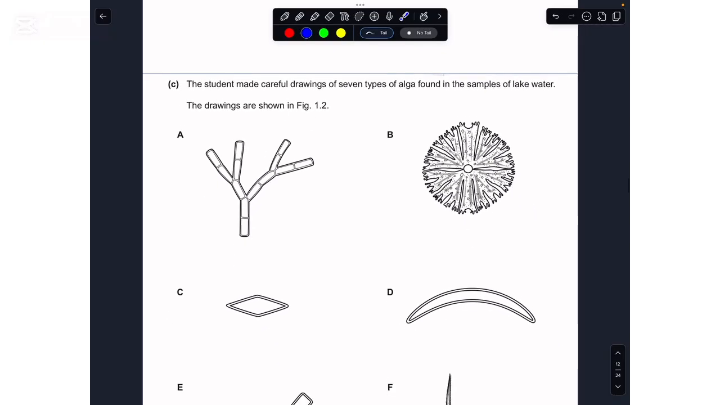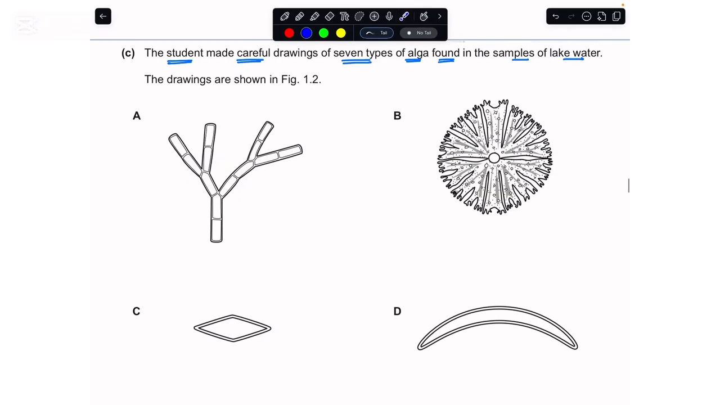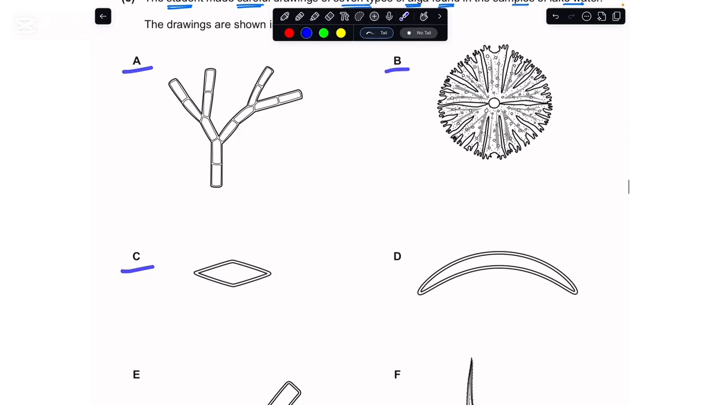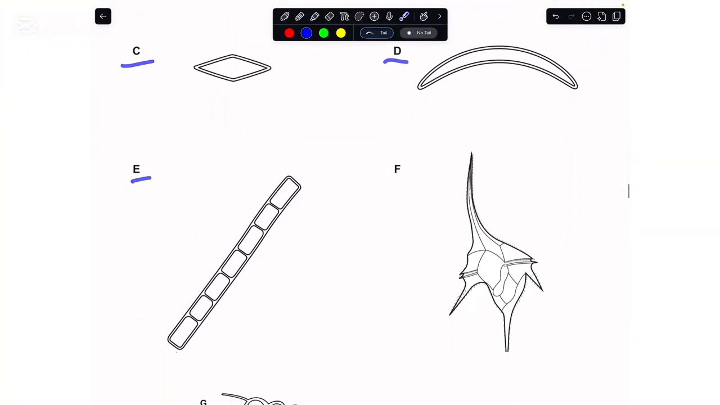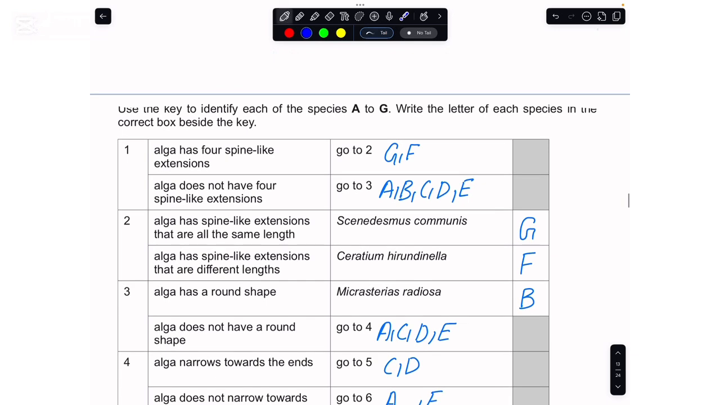And here comes another dichotomous question. They say the student made careful drawings of 7 types of algae found in samples of lake water. So these are 7 different types of algae which they have shown you: A, B, C, D, E, F, and G. We are required to identify all the species from A to G, and write the letter for each species in the box which they have given at the end.